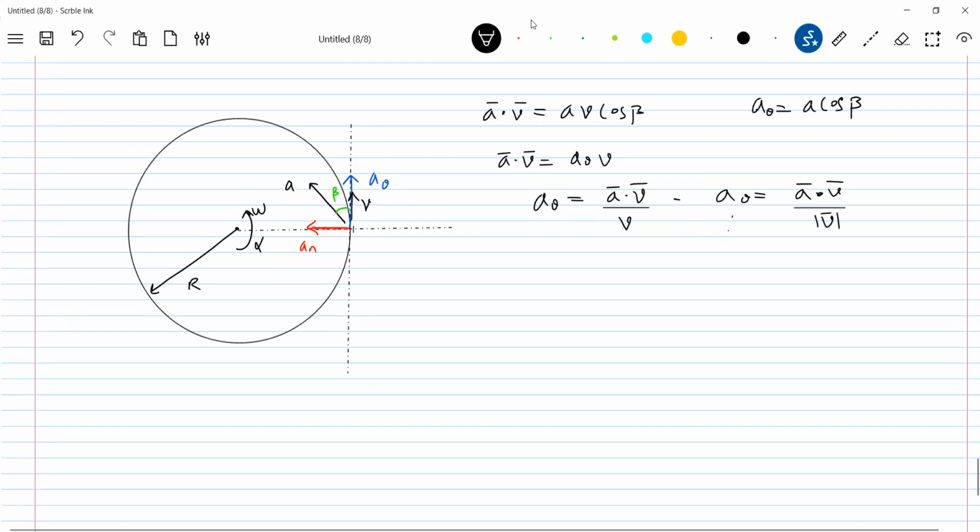Okay, similarly, let me take the cross product. A bar cross V bar is equal to AV sine beta. What is A normal? A normal is A sine beta. So this A sine beta, I can write as A normal into V. So what is A normal equal to?